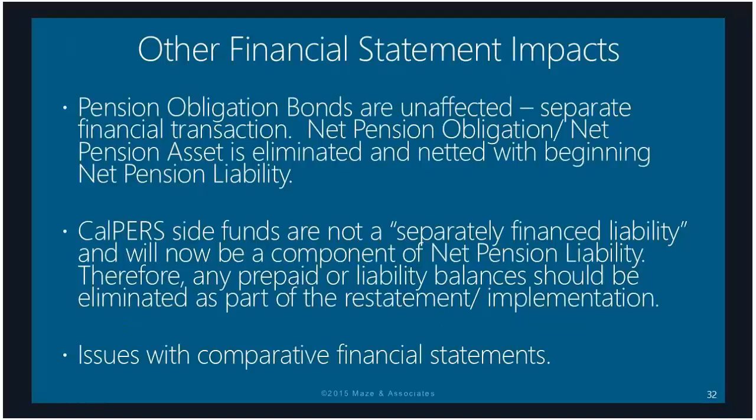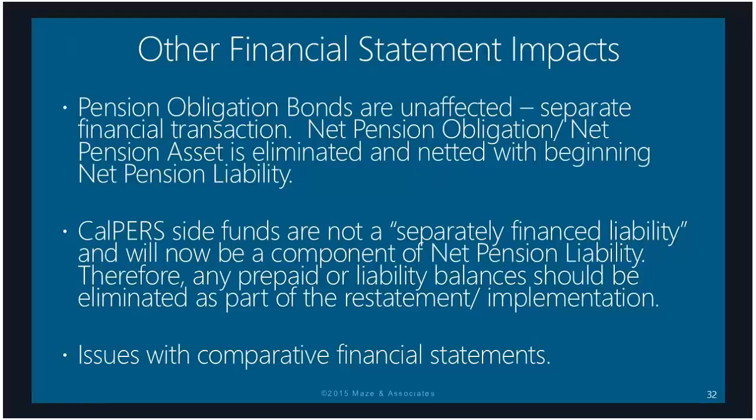Other financial statement impacts. First, transactions related to pension obligation bonds are unaffected. Second, if you have net pension obligations or assets on your books, those amounts will be netted with the beginning net pension liability as part of the implementation. Third, the CalPERS side fund is not considered a separate liability and will now be a component of net pension liability.